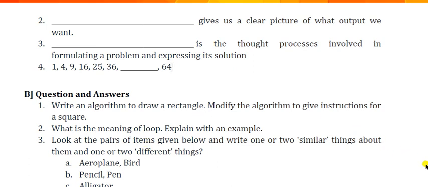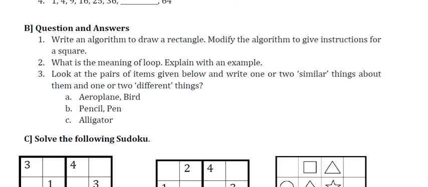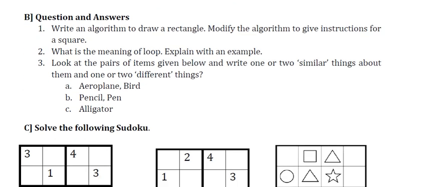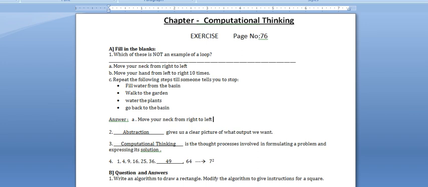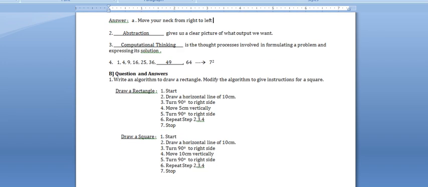Question B, that is question and answers. I'll just explain to you what the question is and the solution. You need to write it in your book. Question 1. Write an algorithm to draw a rectangle. Modify the algorithm to give instructions for a square. So here I have given you the solution.